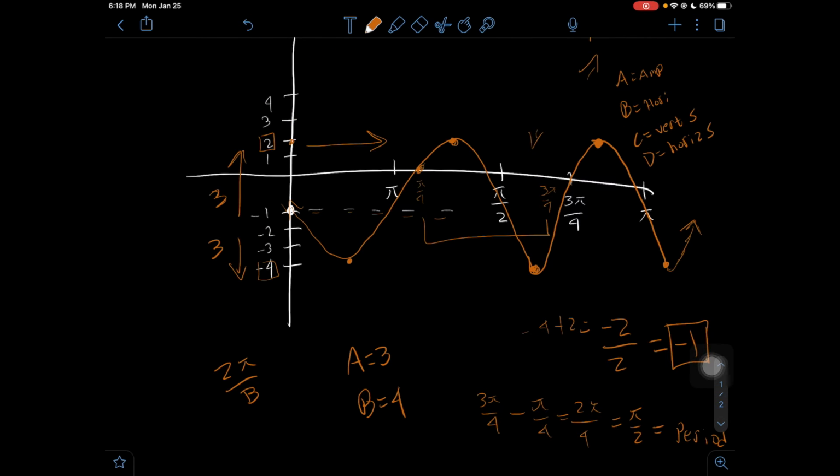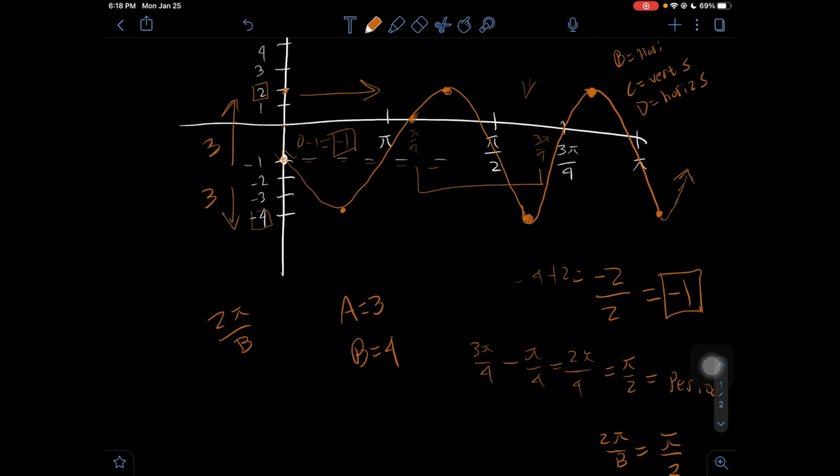Now let's try to find our c value. And we said that the c value is our vertical shift, up or down. So we can see that we went to a center point at -1. Usually a graph starts at 0, 0. So from 0 to -1 equals -1. So we shifted down 1, meaning that our c value equals -1.